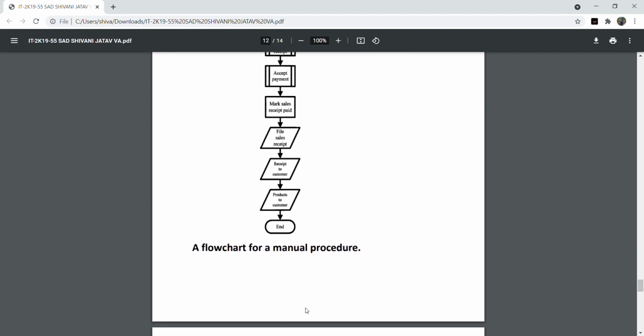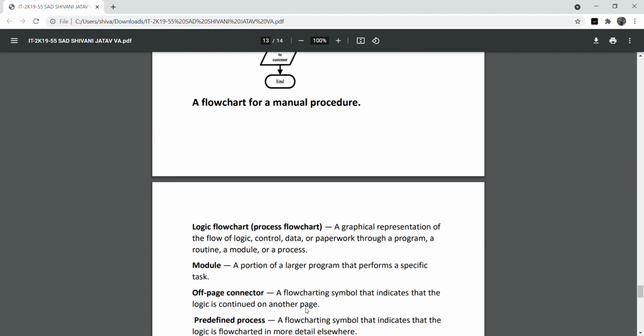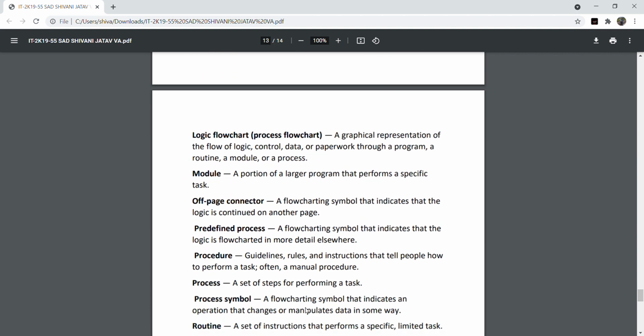Here is another flowchart for a manual procedure. Logic flowchart, process flowchart: a graphical representation of the flow of logic, control, data, or paperwork through a program, a routine, a module, or a process. Module: a portion of a larger program that performs a specific task. Off-page connector: a flowcharting symbol that indicates that the logic is continued on another page. Predefined process: a flowcharting symbol that indicates that the logic is flowcharted in more detail elsewhere.